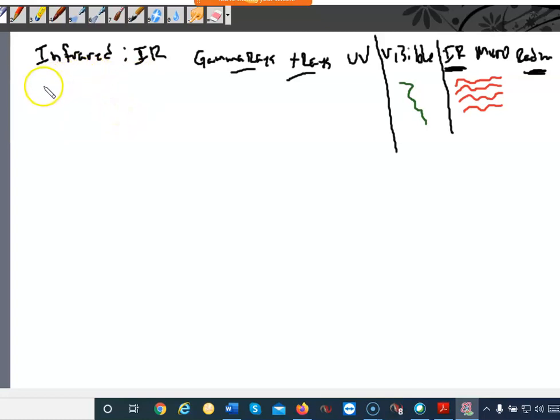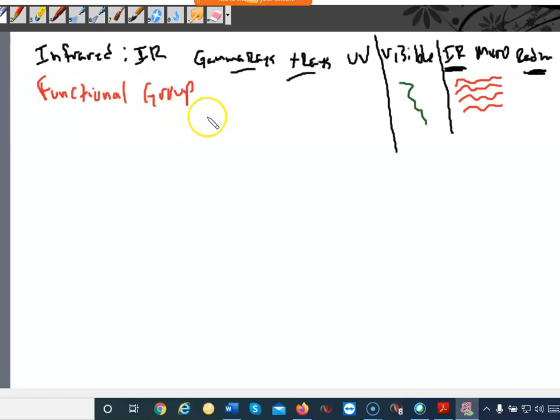But IR tells us which functional groups are on our compound. It doesn't tell us any more than that. If we have a ketone, a carboxylic acid, an aldehyde, an aromatic ring, an amine. So that's what IR tells us. It doesn't tell us a huge amount, but it will tell us what our functional group is.